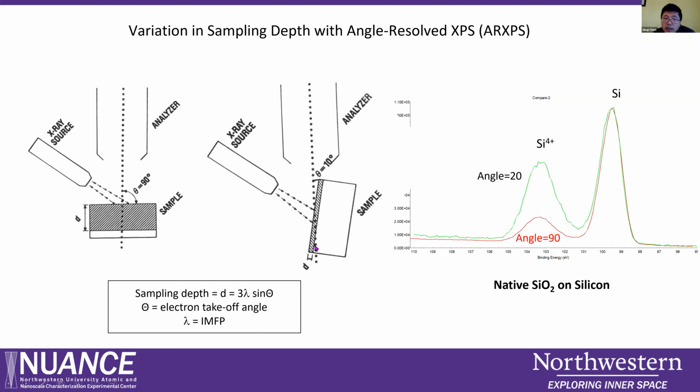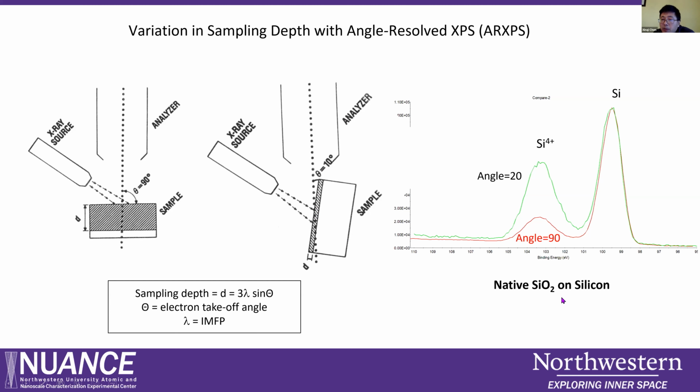The electrons only come from this layer. If you calculate, the sampling depth is 3 lambda sine theta, and this gives only 2-3 nanometers. So if you have a very thin layer, like a film or a monolayer, and you tilt, even though the total count may be low, the contribution from the top layer will be higher.